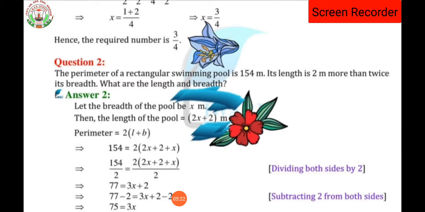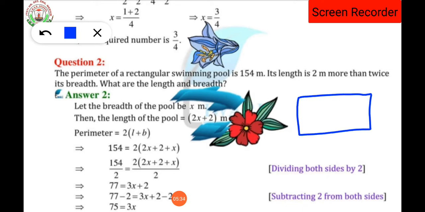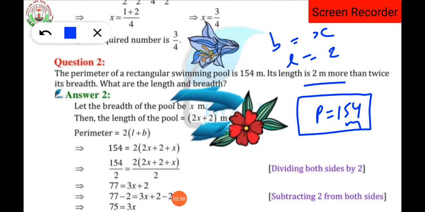The perimeter of a rectangular swimming pool is given, isn't it? So this is the swimming pool, a rectangle, and it is said that the perimeter is 154 meters. Its length is 2 more than twice its breadth. If we consider the breadth as x, then what will be the length according to the question? 2 more than twice its breadth, that means 2 is the number. Like this it will be an equation.